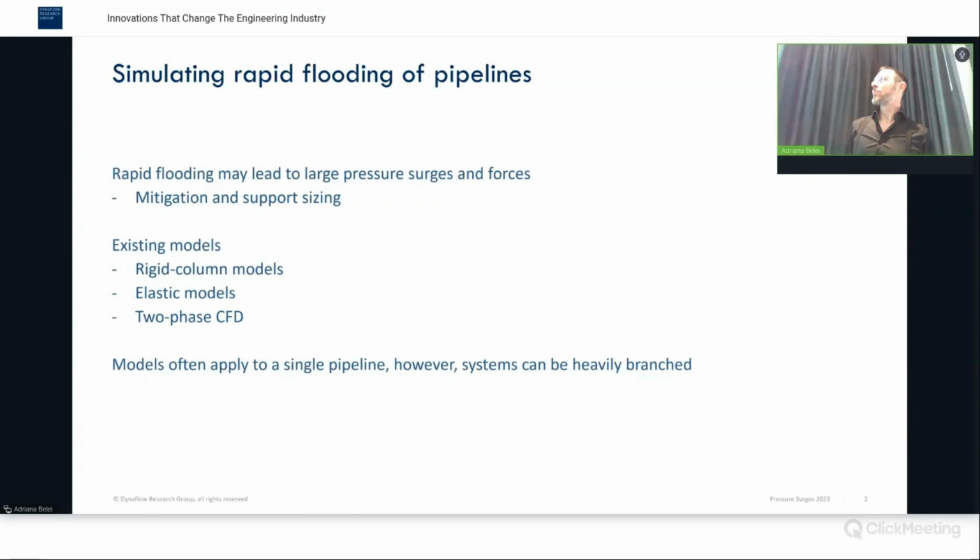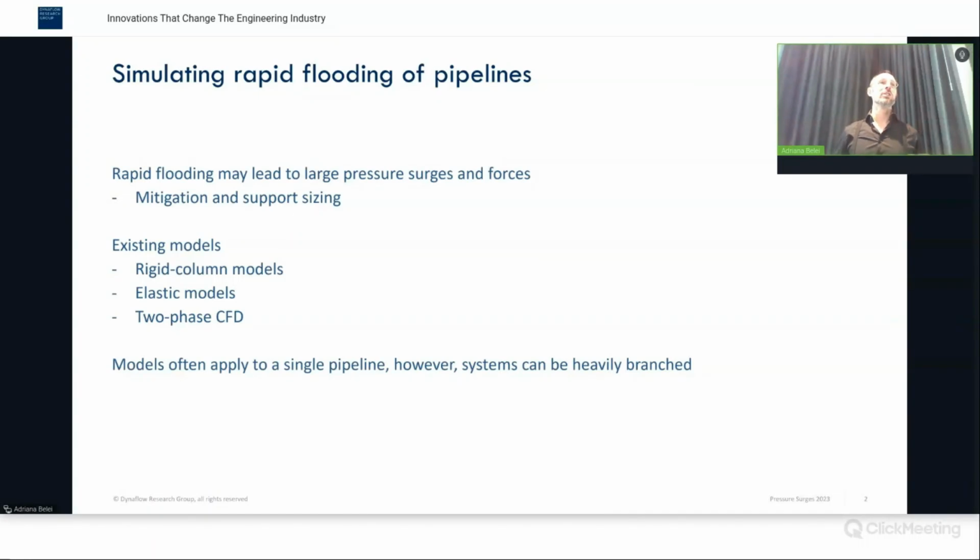We were doing some research into some existing models. All of them are based on the concept of a volume that's squeezed in between columns of liquid, and those columns can be either rigid or elastic, depending on how you model that. This is all nice, but we found out that all these models were created only to simulate the flooding of a single pipe, so it's quite limited. And we wanted to do something much more complex.